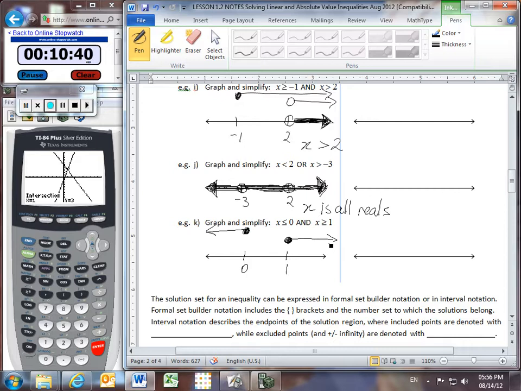Are you seeing what I'm seeing? There is no overlap. These two inequalities don't occur simultaneously anywhere. And so on our final number line, we don't shade anything. We'll leave it completely blank, and our simplification is, I mean to say that x has no solutions.